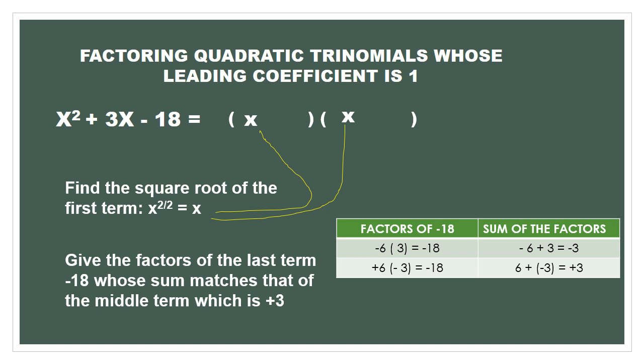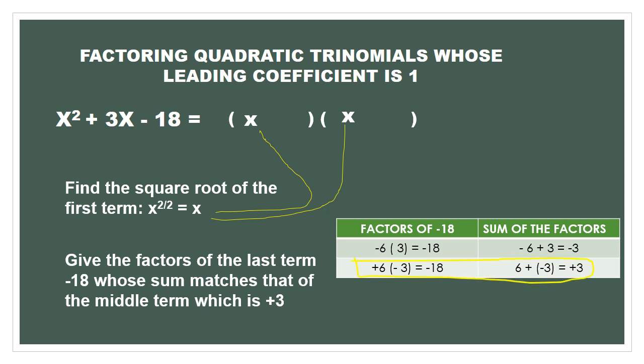Positive 6 times negative 3 is equal to negative 18. Positive 6 plus negative 3 is equal to positive 3. So, therefore, yung 6 at negative 3 ang factors na ating hinahanap na nag-match doon sa ating middle term na positive 3. Ang factoring quadratic trinomial whose leading coefficient is 1 ay ginagawa natin by trial and error. Susubok tayo ng mga factors na magmamatch doon sa ating middle term.